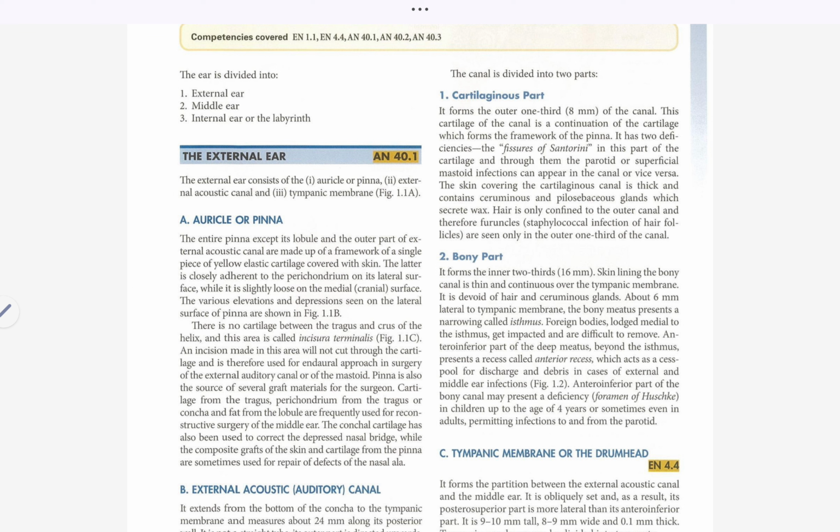Anterior inferior part of the deep meatus beyond the isthmus represents a recess called the anterior recess, which acts as a cesspool for discharge and debris in cases of external and middle ear infections. Anterior inferior part of the bony canal may present a deficiency, the foramen of Huschke, in children up to the age of 4 or sometimes even in adults, permitting infections to and from the parotid.